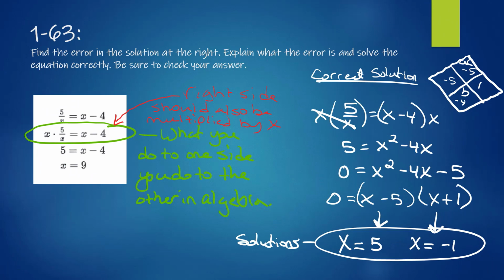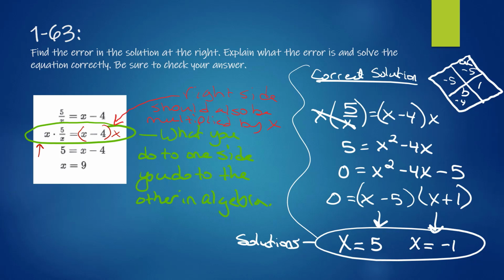Okay, 1-63. I'm not going to spend a whole lot of time going through this solution because you can look at that when we're done. I'll talk a little bit about it when I'm done. But the problem we have here is, and you can see what I've written in green, what you do to one side, you do to the other. All they've done on this particular problem is multiply the left by x, when they should have multiplied both sides by x. So that is the mistake that they made on this particular problem.